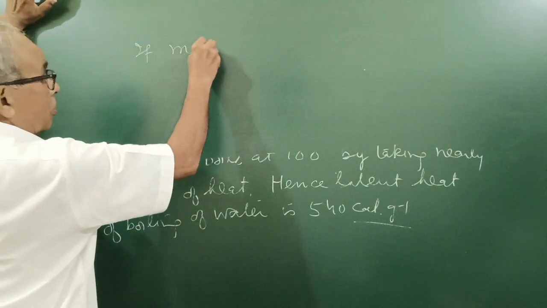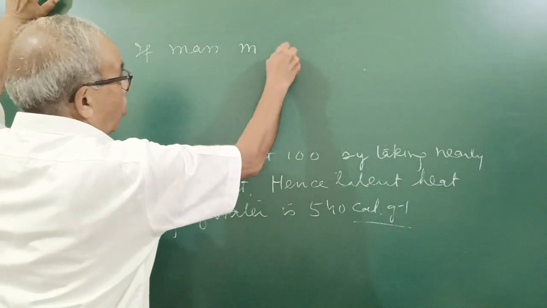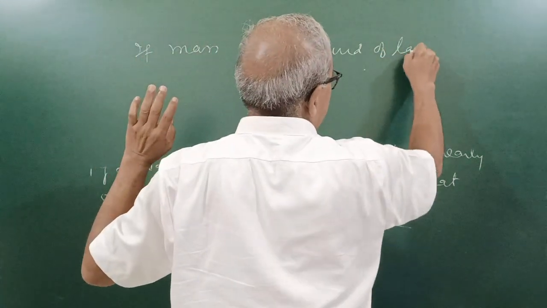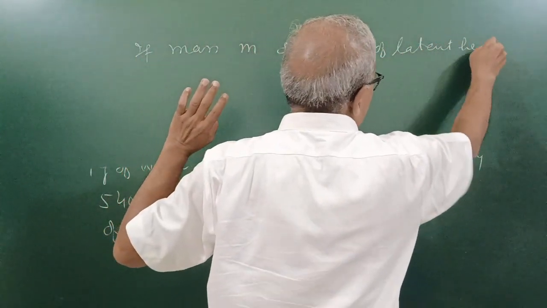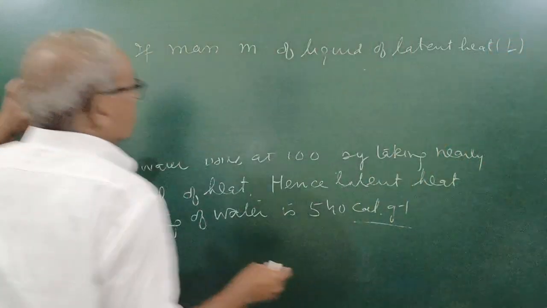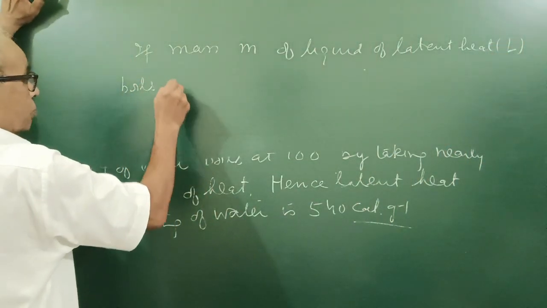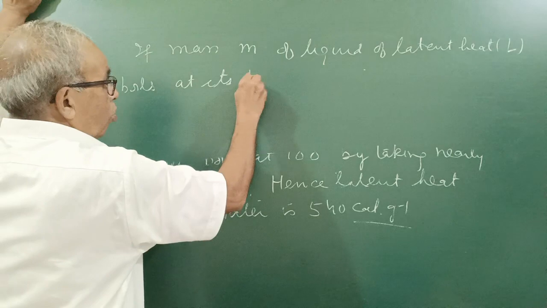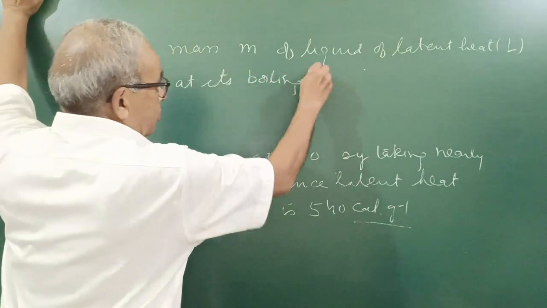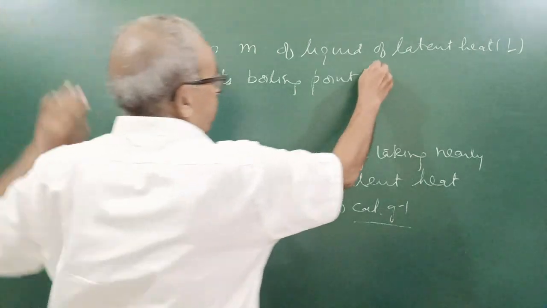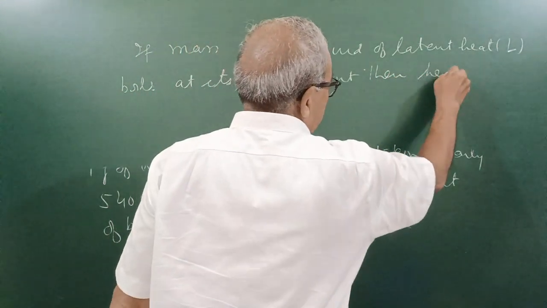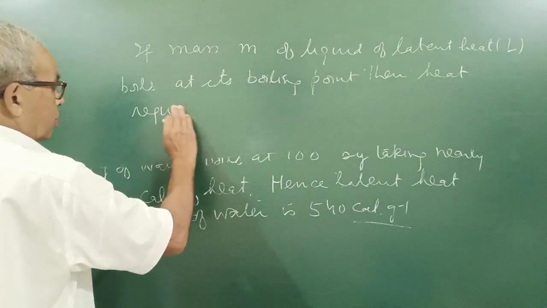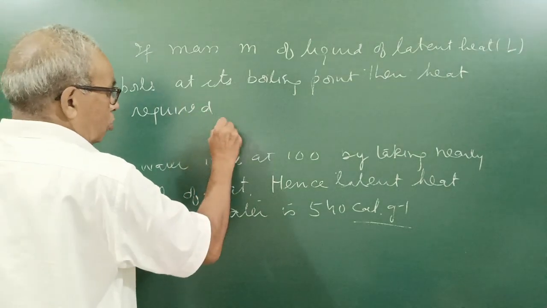If mass m of liquid of latent heat L boils at its boiling point, then the heat required Q is equal to, we write, mL.